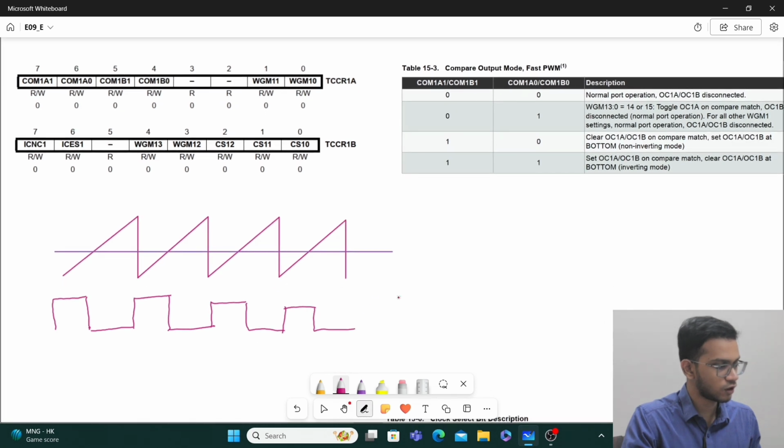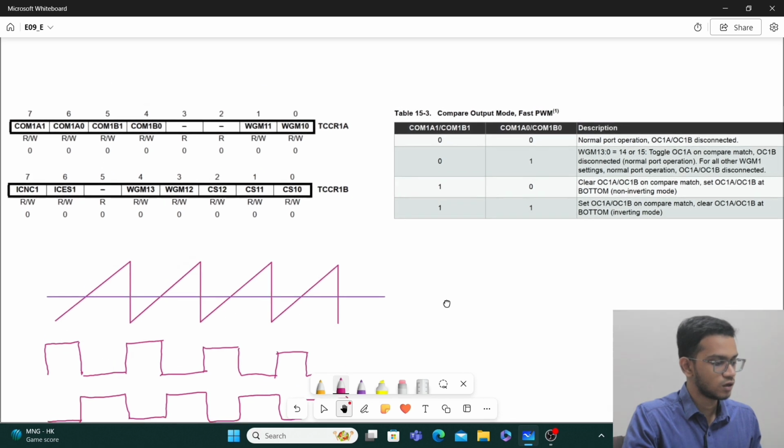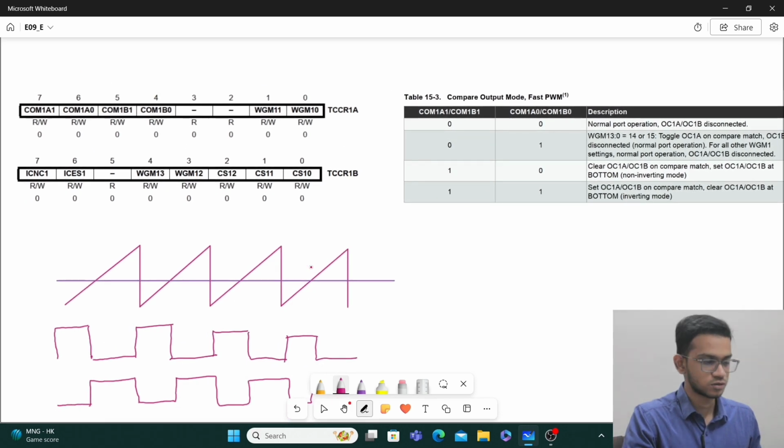There is a logic contrary to this. I can write my logic in such a way that whenever my sawtooth value is more than the duty ratio, give me 1, otherwise give me 0. Here the sawtooth value is less, so it will give me 0. Here the sawtooth value is more, so it will give me 1. I can produce a PWM like this also. Either way is possible. So which way do you want to produce? I want to produce it this way.